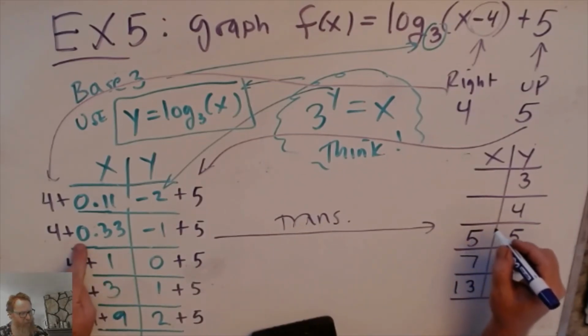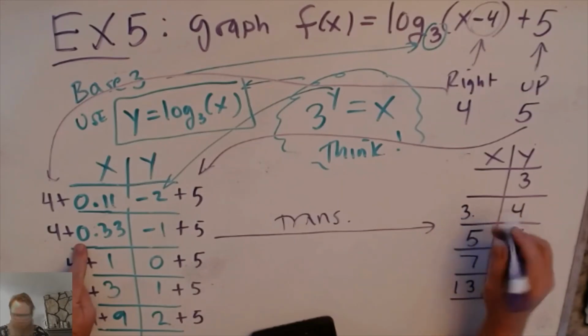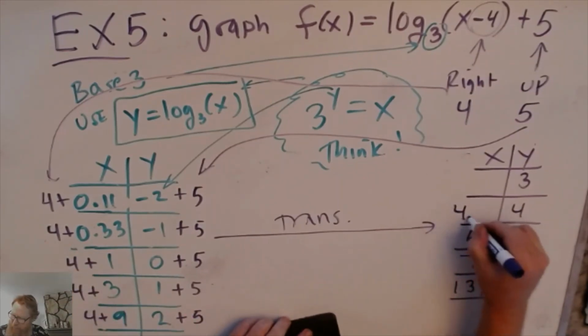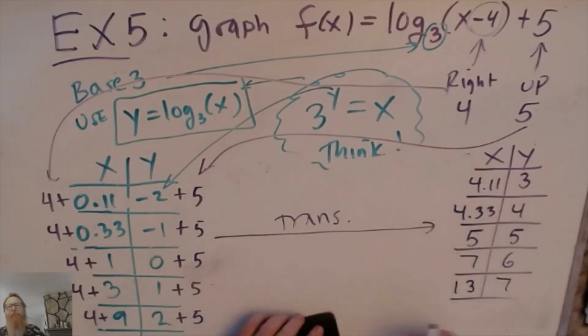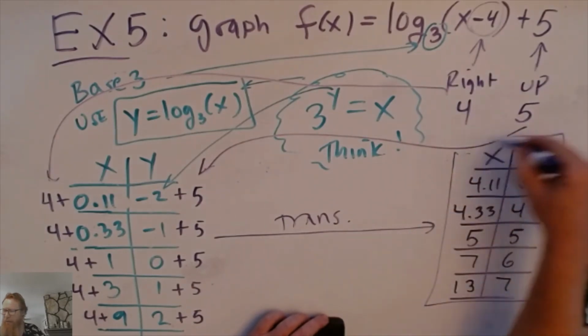What do we get here? We got 4.33. Almost read it backwards. And 4.11. So these are the points we're actually going to graph here.